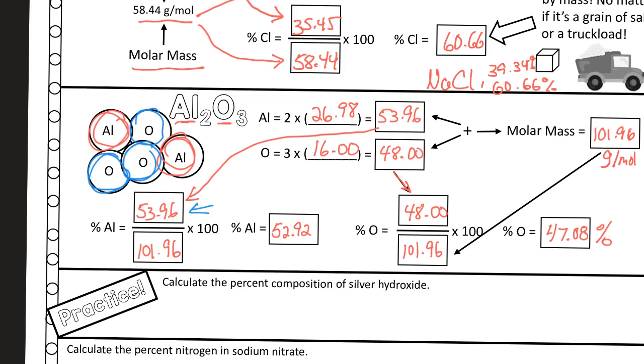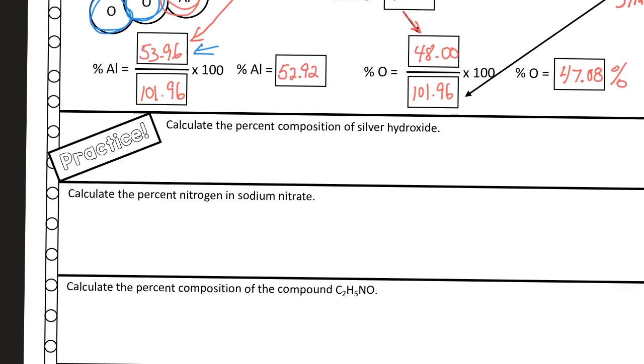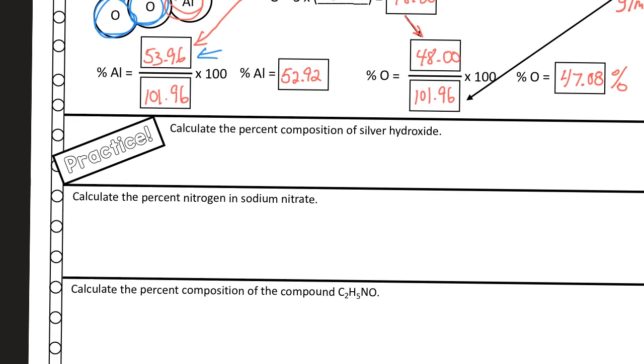There we go. Now I'm going to work one out for you right here. Not a lot of space for these. I wish I had made this worksheet a little bit smaller font, just so that things would fit a little bit more. So it says calculate the percent composition of silver hydroxide. Now you're going to need the formula for silver hydroxide, and that's AgOH. So silver hydroxide. The first thing I'm going to do is calculate how much silver hydroxide weighs, because I want to get the molar mass.